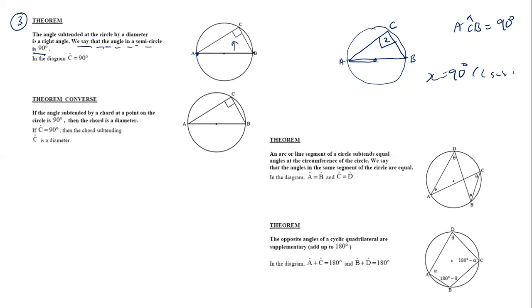And therefore, this is the converse of theorem number 3. What is the converse? Remember, I said the converse is the reverse. Sometimes you're going to be provided with the circle like this, and then you have AB.